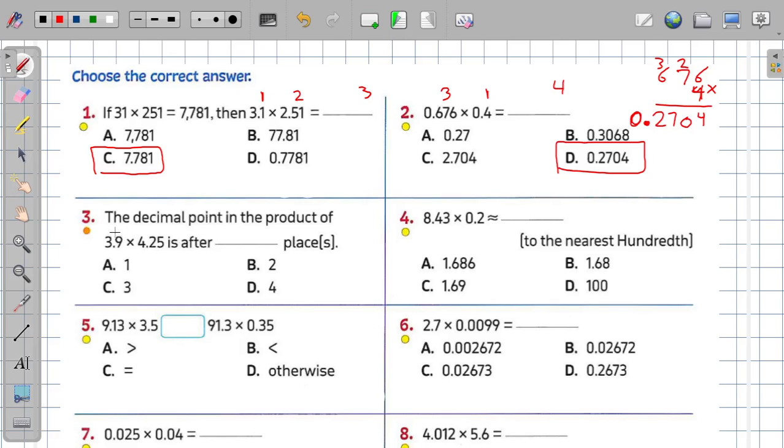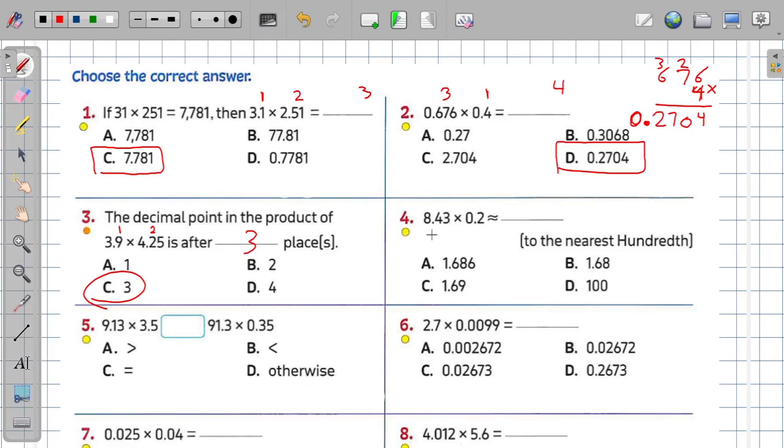Here, the decimal point in the product of 3.9 by 4.25 is after how many places? 1 place, 2 places, 3 places, 4 places. In the first number, I have 1 decimal place. In the second number, I have 2 decimal places. So the result will be after 3 decimal places. So I will choose C.